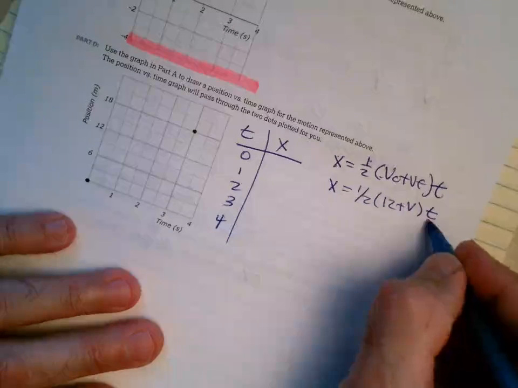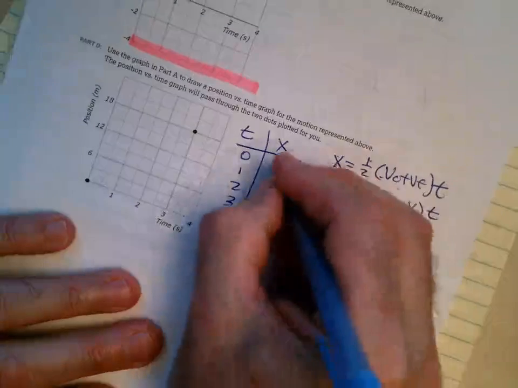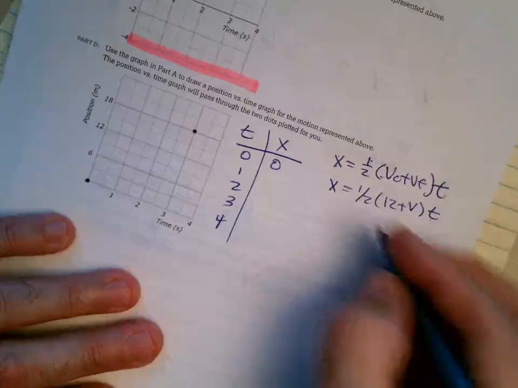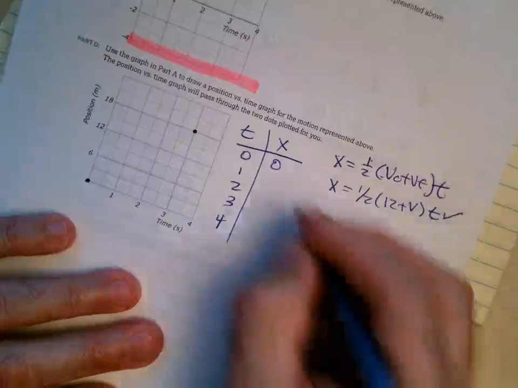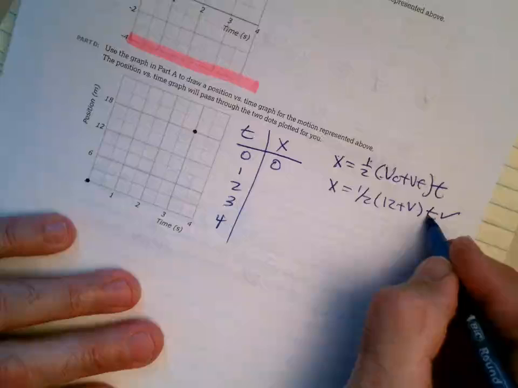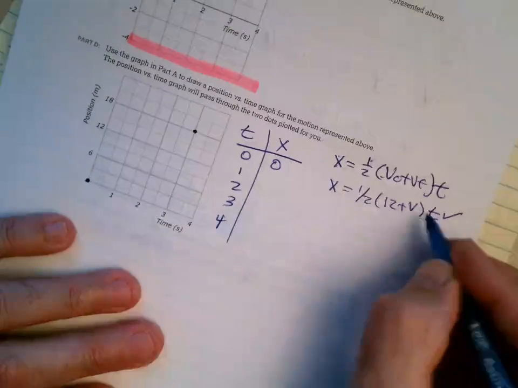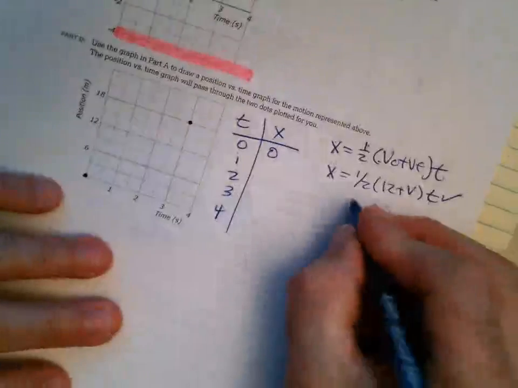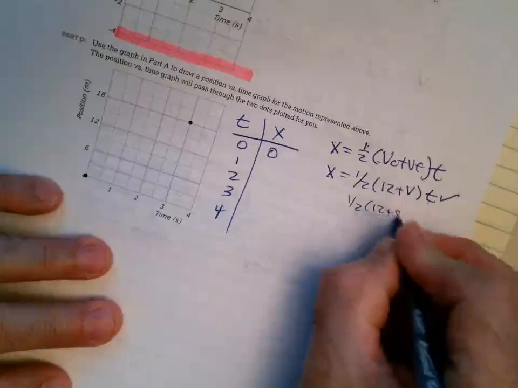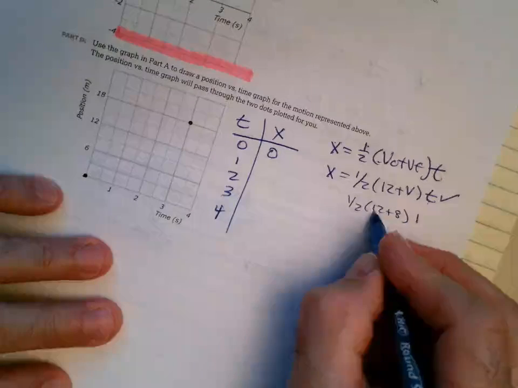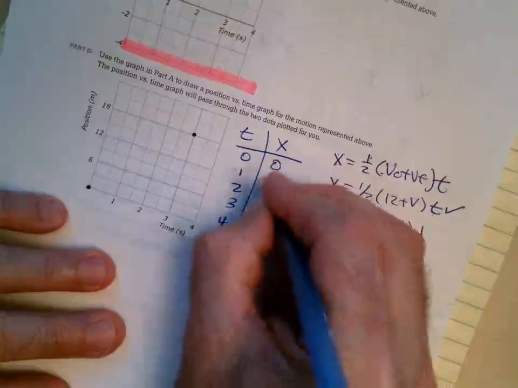So at time 0, 0 times whatever is 0. Okay, well that one's already there. All right, so that's the first one. At time 1, the velocity was 8. So this would be 1/2 (12 + 8) times 1. That's 20, that's 10, that's 10.